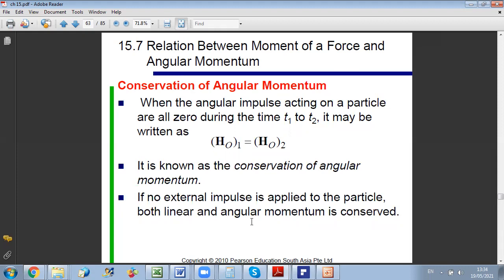Meaning, if the sum of forces equals 0 and the sum of moments equals 0, then all impulses are 0, linear and angular. Then we have conservation of linear momentum and conservation of angular momentum. Please note, sometimes there is conservation of angular momentum but not conservation of linear momentum. Why? Because sometimes there are forces with impulse, but their moment about O is 0. Then linear momentum is not conserved because there are impulsive forces, while angular momentum is conserved because these impulses have no moment about O. Okay? So it always depends on the case you have.